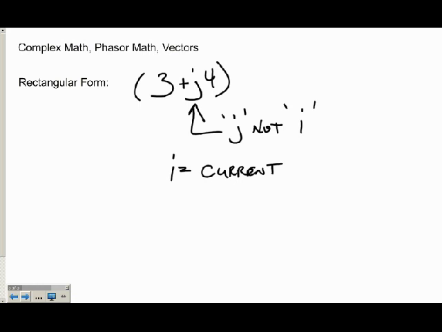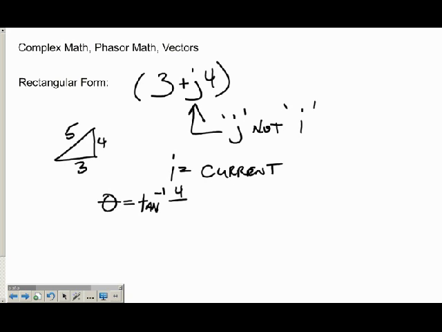We could pull up a calculator here. Maybe not. All right. That's our work through to find the theta. You can do the inverse tangent. We did 3, 4, 5, opposite over adjacent, so that's 4/3, and that'll give you your theta in this case.